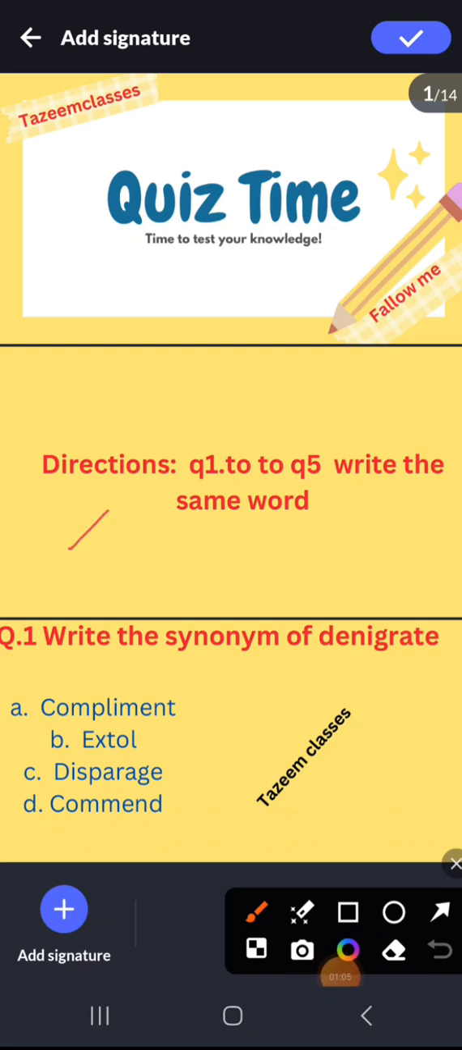So here are the directions for you. Question number 1 to question number 5, we have to ask about the synonym. So we have to tell the synonym of the word.